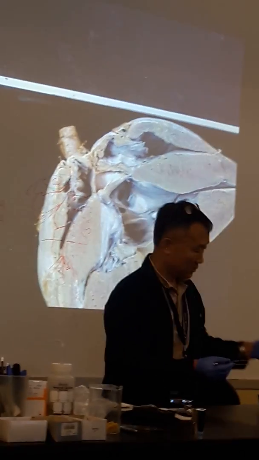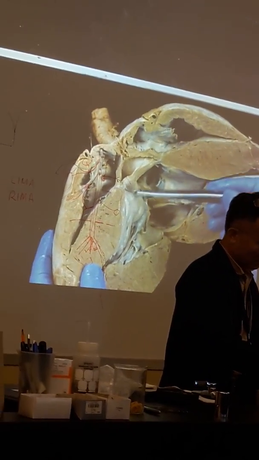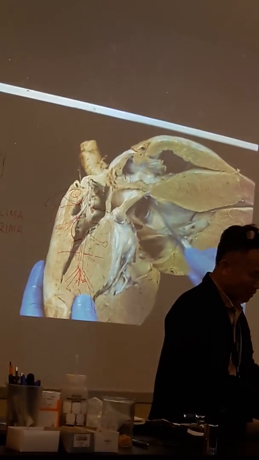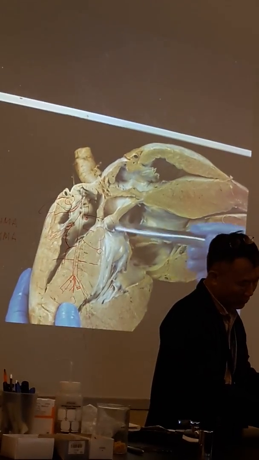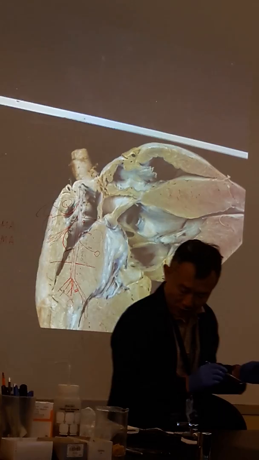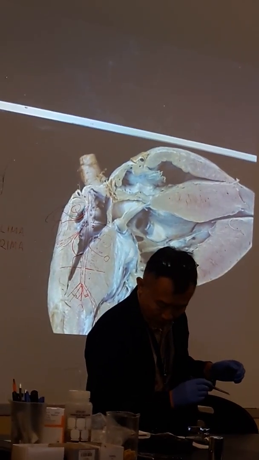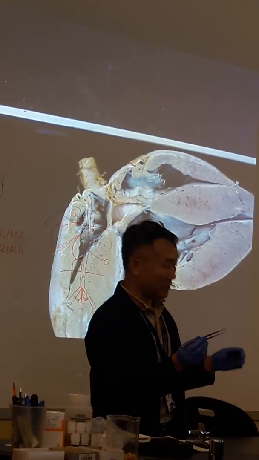Aortic valve. This is the aortic valve. Okay? See? 1, 2, and 3. So above the aortic valve is aorta. So this is aorta. And another structure above the aortic valve is the coronary ostium. Coronary ostium is the opening of the coronary vessel.